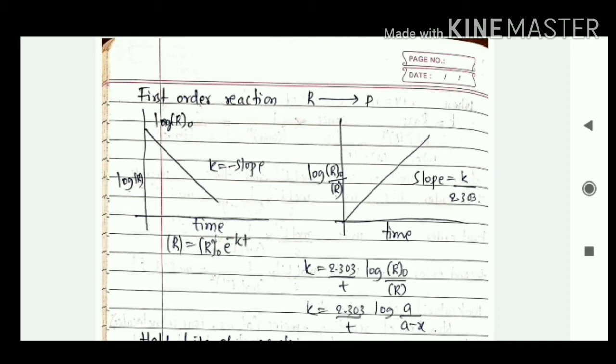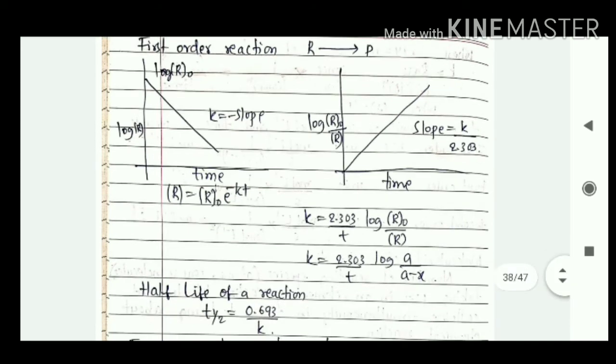In this case we're going to get a straight line with zero intercept. Here the slope is equal to k divided by 2.303. So k is equal to 2.303 divided by t log R naught divided by R. This is the final equation. In other words, k is equal to 2.303 divided by t log a divided by a minus x.